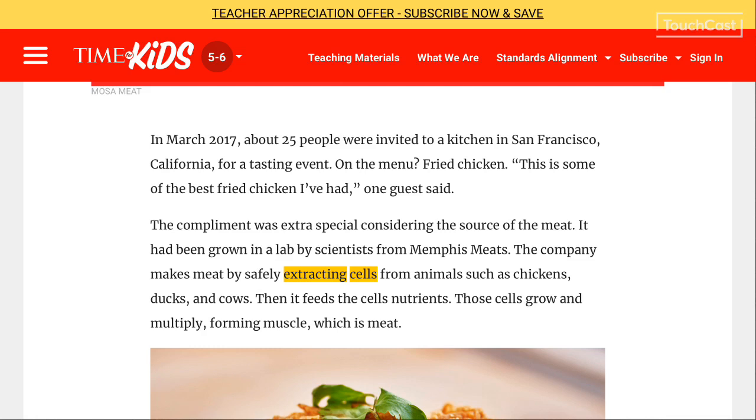The company makes meat by safely extracting cells, so taking cells out from animals such as chickens, ducks and cows. Then it feeds the cells nutrients. Those cells grow and multiply, forming muscle, which is meat. Now, I would record that down because it's new information to me, safely extracting cells from animals to then grow meat. I did not even know that was possible.